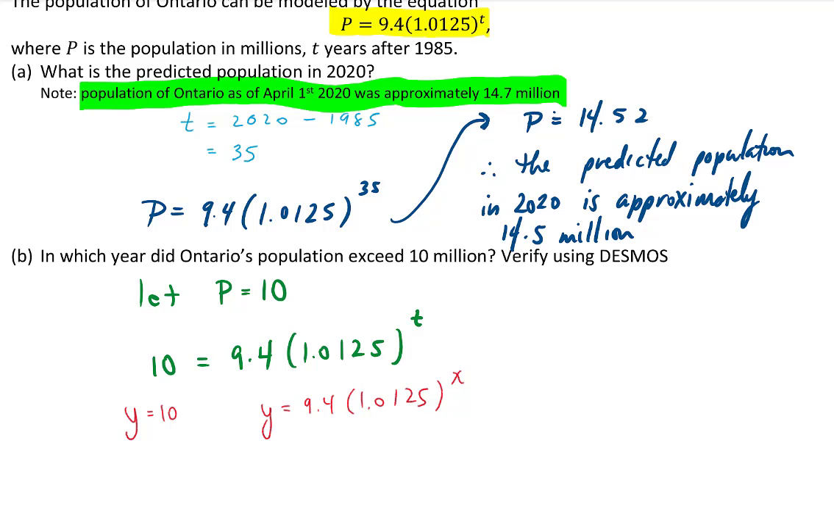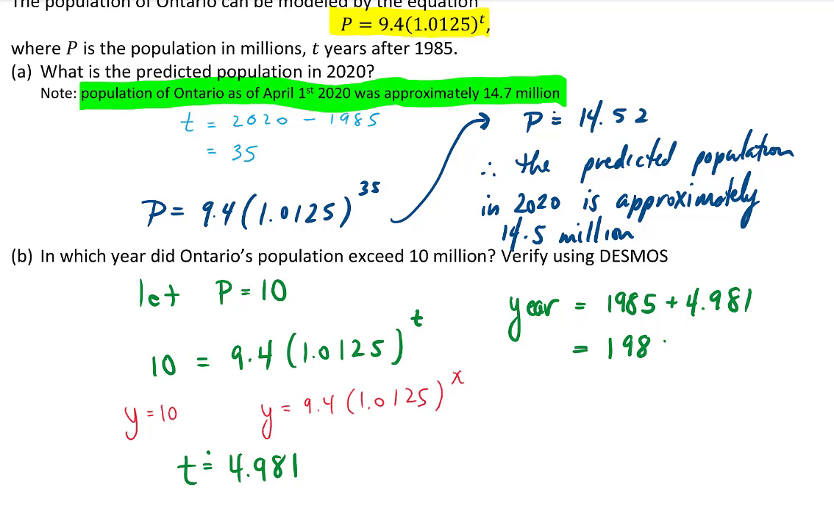So in this case, we've now found the point of intersection, and we had 4.981. So in which year did Ontario's population exceed 10 million people? We take our answer, 4.981, and add that to 1985. So the year we're looking for is equal to 1985, our starting year, plus 4.981, which means somewhere in the year 1989, or close to 1990, the population would exceed 10 million people.